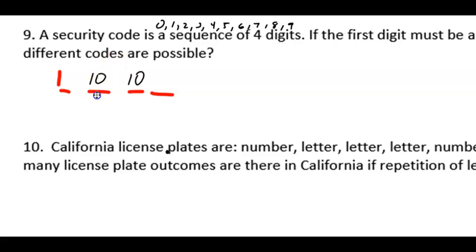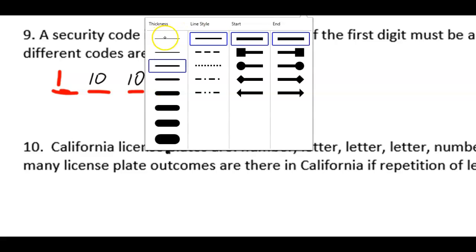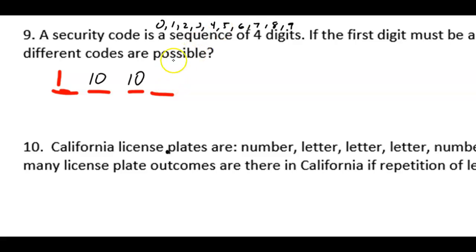Now, the last one has to be odd, right? So what are the odd numbers? Well, we got 1, 3, 5, 7, and 9. That's 5 odd numbers. Using these conditions, the first number is a 1, so that's 1 option. The middle two numbers can be any of those 10, so 10 options each, and then 5 possibilities for the last one. That gives me 500 possibilities. 10 times 10 is 100, times 5 is 500.